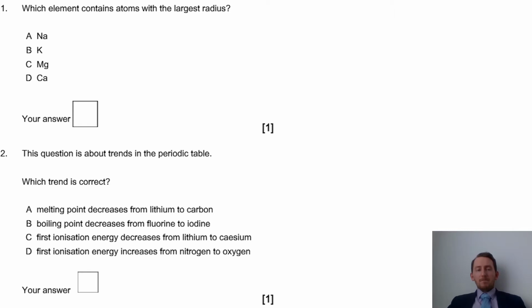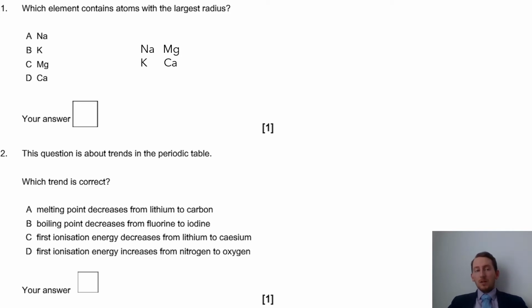First question we have here is asking us which element contains atoms with the largest radius. Now I'd refer to my periodic table, so I'd look and I'd see I've got potassium and sodium in group 1 and I've got magnesium and calcium in group 2. Now I know that as I go down the group, the radius increases because I'm adding a shell or energy level each time I go down the group. So therefore that means that potassium is larger than sodium and calcium is larger than magnesium.